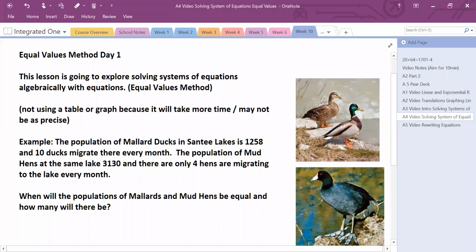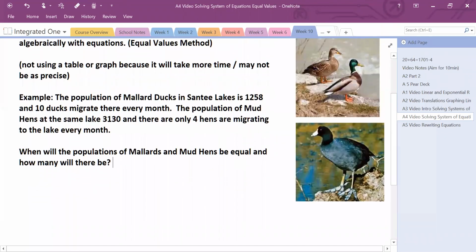Now we're going to be putting that new way of solving a system of equations that you learned yesterday to use today. The method that we used yesterday was called the equal values method. It's where we don't use a table or graph to solve a problem like this. We actually use the equations themselves by setting them equal to each other, solving for x and then for y. So let's do that again. Let's get some more practice at this.